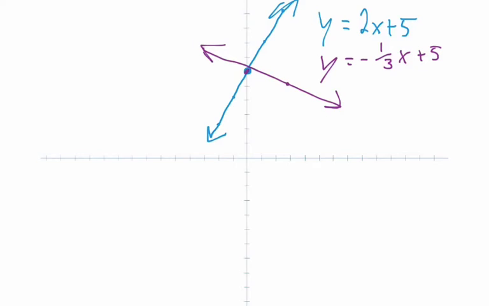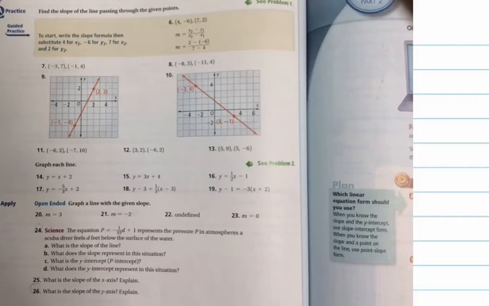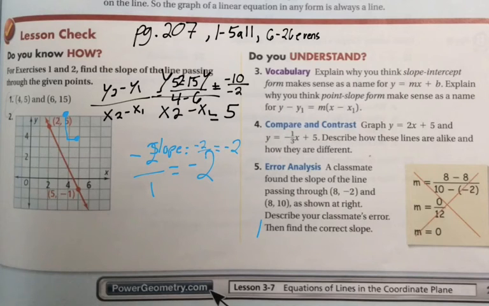I was getting ready to say one's a bit steeper than the other. Yeah, one's steeper than the other. That's good. Aiden? One's a positive slope, the other one's a negative slope. There you go. If you put that down, you'd get it correct. Well done.